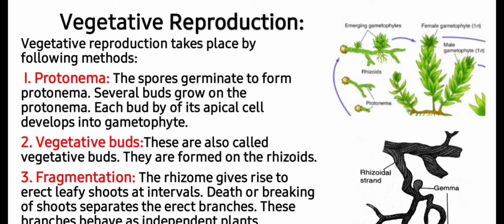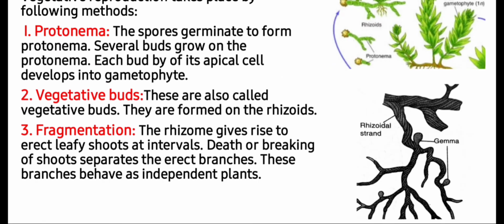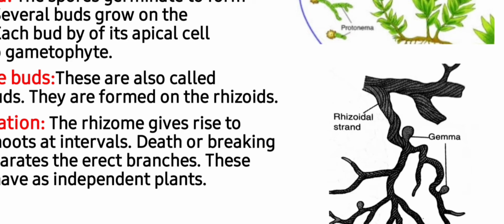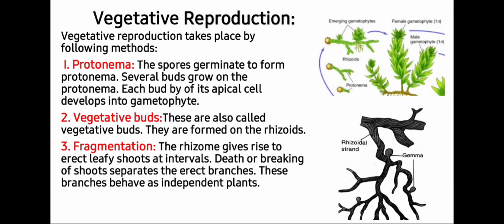Then is vegetative bud. Some vegetative buds develop on the parental rhizoidal region. These buds then detach and lead to formation of new gametophore. The third method is fragmentation. The rhizome gives rise to erect leafy shoots at intervals. Sometimes there is death or breaking of shoots that separate the erect branches. These branches then behave as independent plants. So these are the three methods of vegetative reproduction: protonema, vegetative bud and fragmentation.